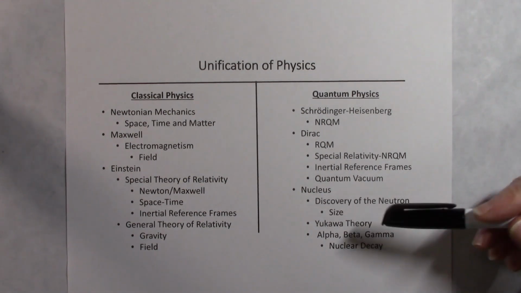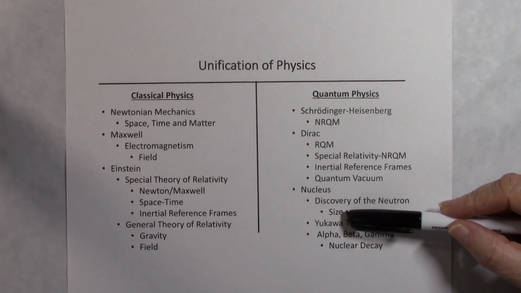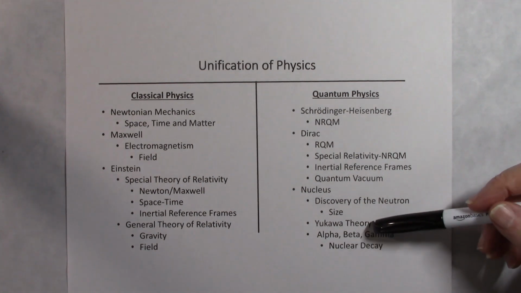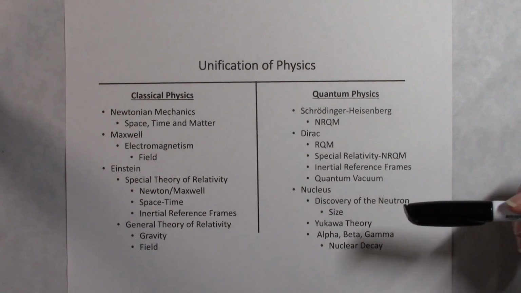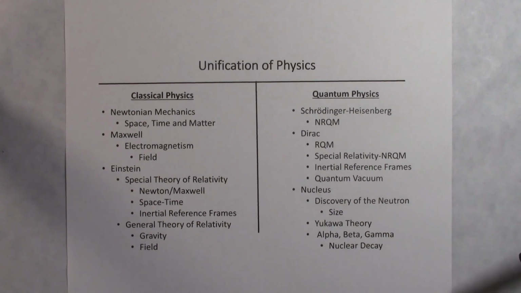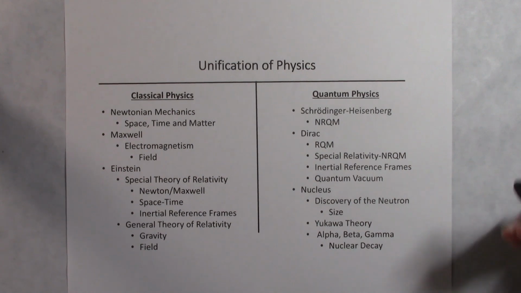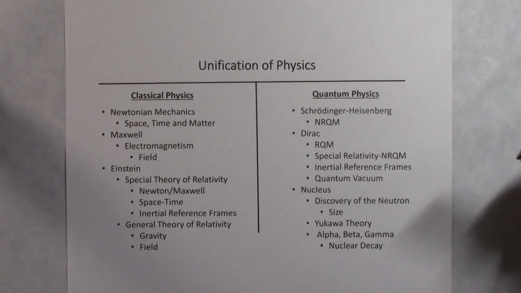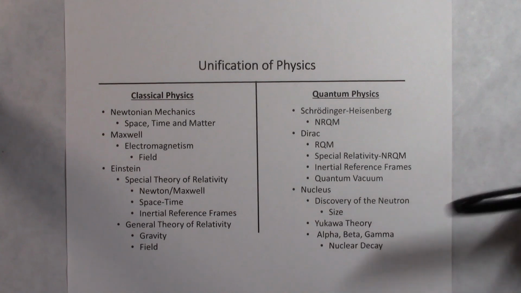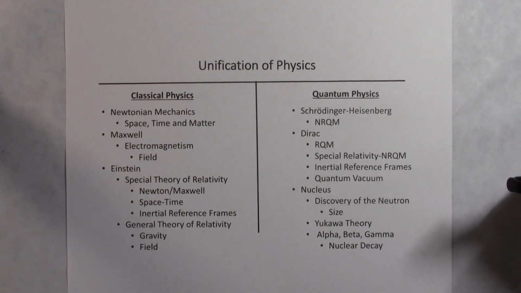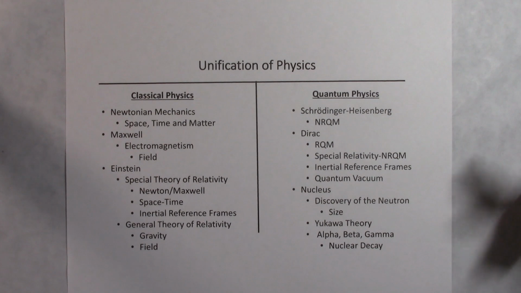And the discovery of the neutron gave an explanation for why elements had different sizes. The Yukawa theory, as you remember, explained how the nucleus of an atom stayed together, didn't blow apart. There was a nuclear force inside the nucleus that held the protons and neutrons together. They exchanged a particle called a meson. Those exchanges created an attractive force. Radioactivity was explained by three different theories, alpha, beta, and gamma decay. They gave an explanation for why the nucleus didn't grow infinitely large.